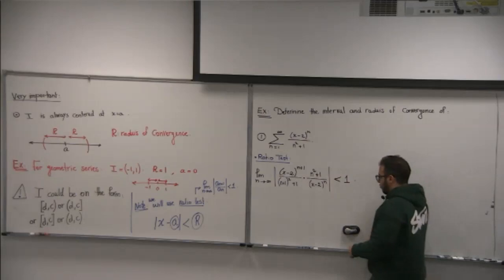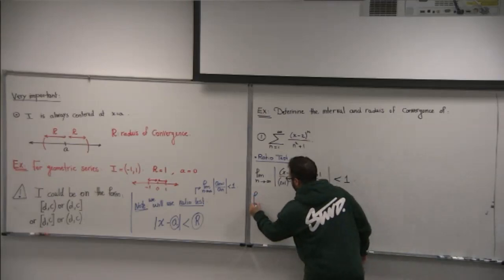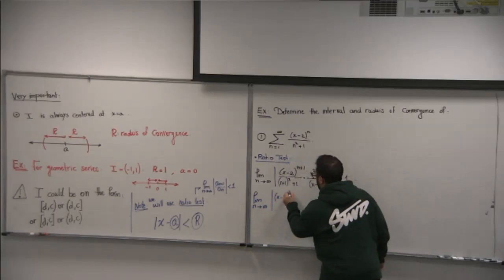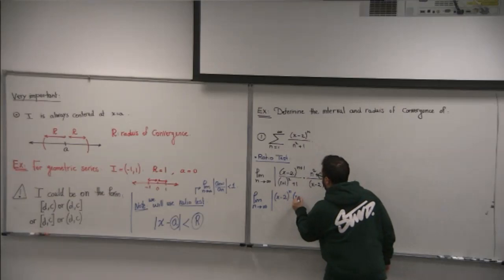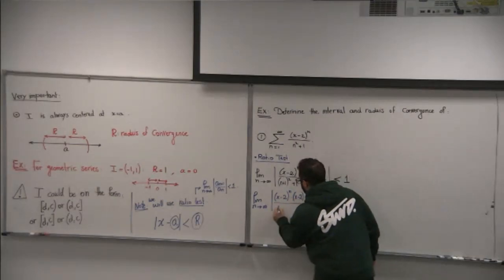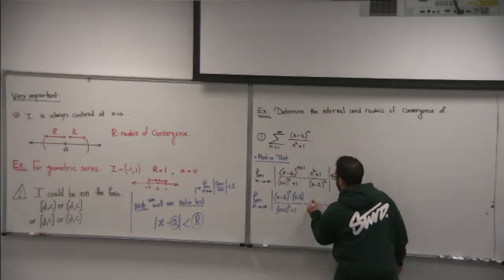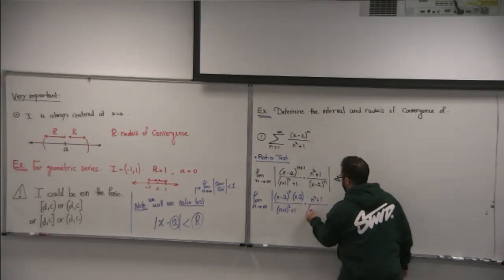Now, let's apply the exponent rules. So I have (x minus 2) to the power n times (x minus 2), divided by the plus 1 here. Just copy pasting.